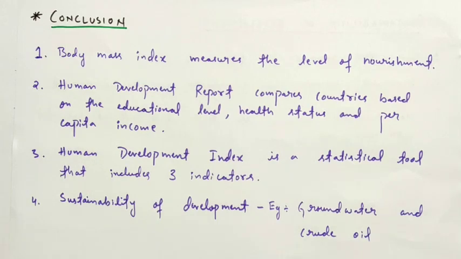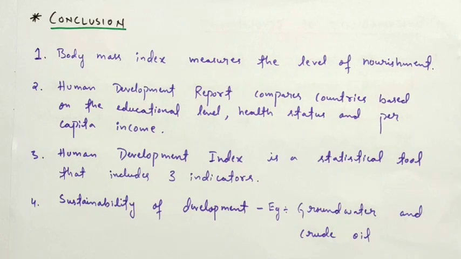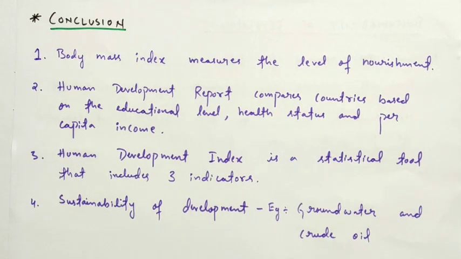And the last topic was sustainability of development. In this, we have learned that the present resources should be saved for the future generation. And in order to develop a country, one should not overuse the resources. There are 2 examples. One is groundwater, which is a renewable resource, and the other is crude oil, which is a non-renewable resource. Here we have seen that if we overuse these, then there won't be enough to use for the future generation. With this, we conclude the class and the first chapter is finished.